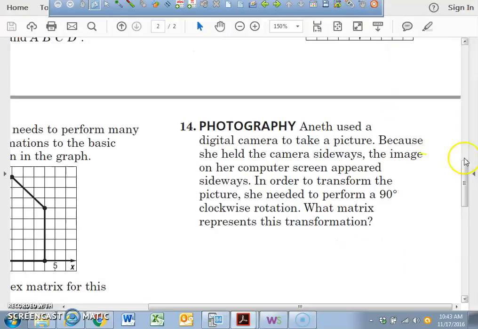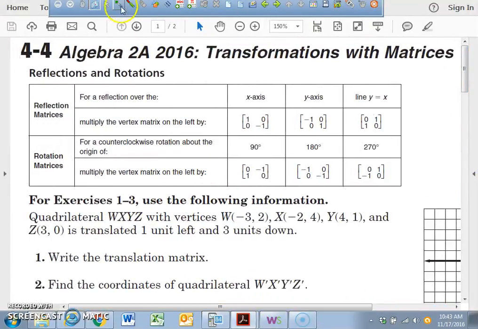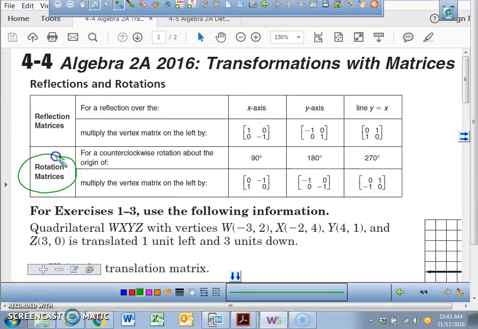So now you look at your table, everybody. You go to your table that you should have in your journal. And you say, rotation matrices, we needed to go 270 degrees counterclockwise, and that's the matrix that allows you to do that. So the final answer to that problem is simply that matrix. That's what you would have to multiply all those points by to get it to turn 90 degrees clockwise, also known as 270 degrees counterclockwise.